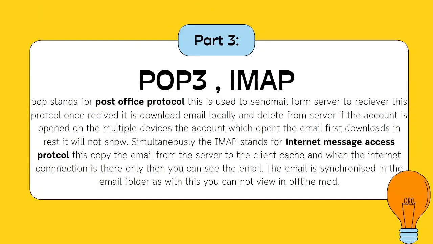POP3 and IMAP. Once the email has reached the desired receiver's SMTP server, then POP3 and IMAP are used to retrieve the email information from the server. POP3 is the Post Office Protocol. This protocol is used for receiving the email from the server to the receiver. It downloads the email onto the receiver's device, which the receiver can view in offline mode also, and can also view with an internet connection.